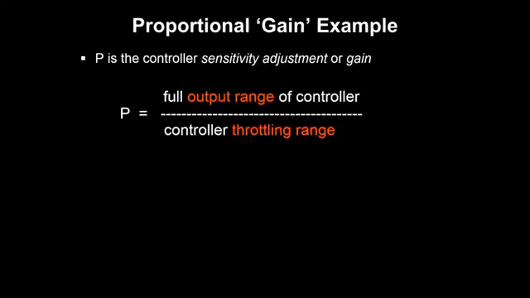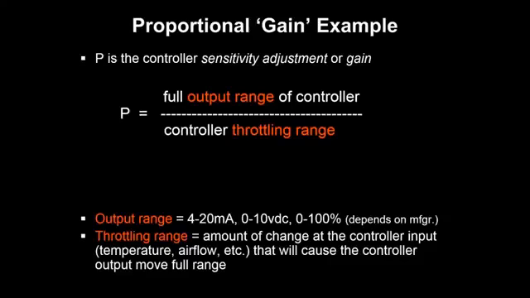So for the first set of units that we had there, that P value being the full output range of the controller over the controller throttling range. So again here, the output range could be an electrical signal going out to something like a coil valve, and then the throttling range is the amount of change that we want to have at the controller input to cause the controller output to go to 100%, whatever that may be.